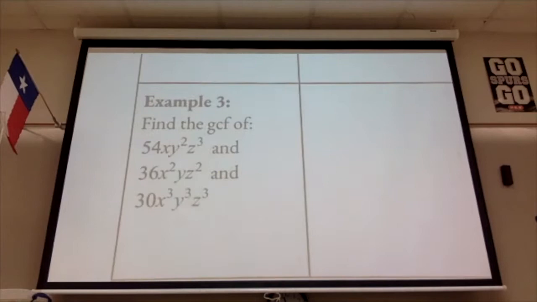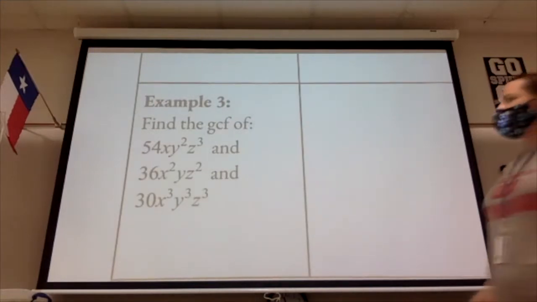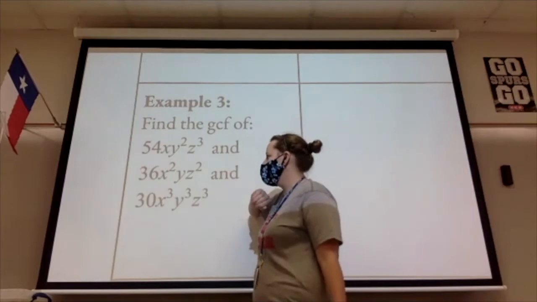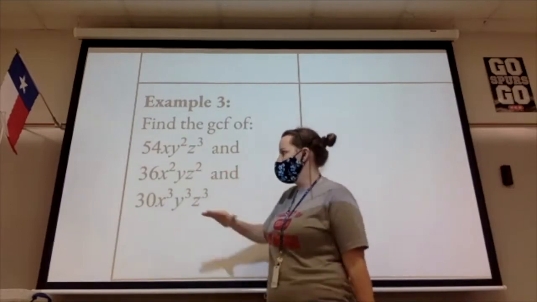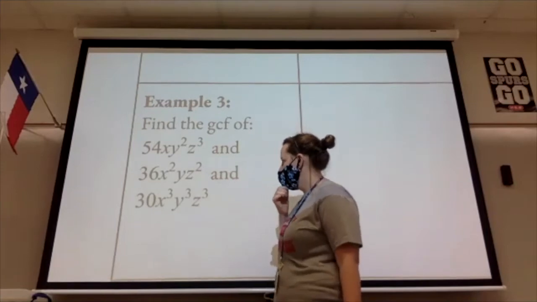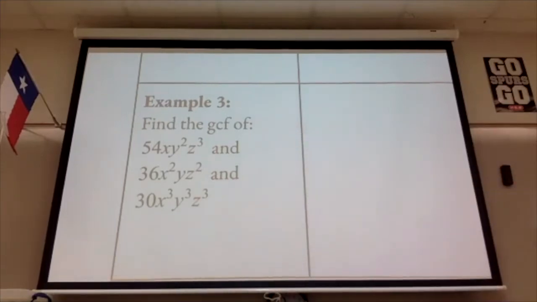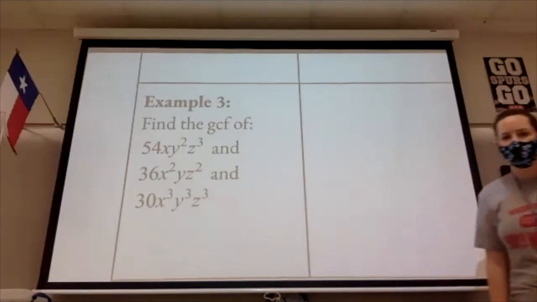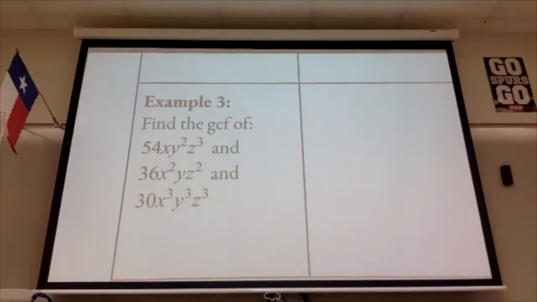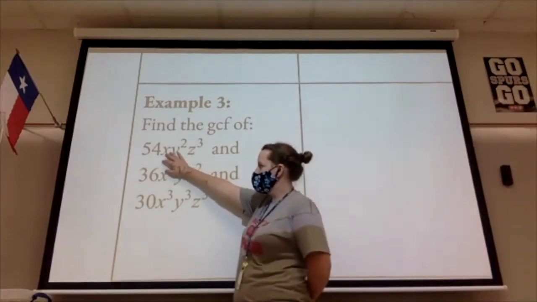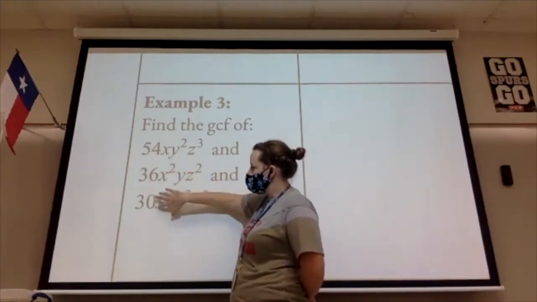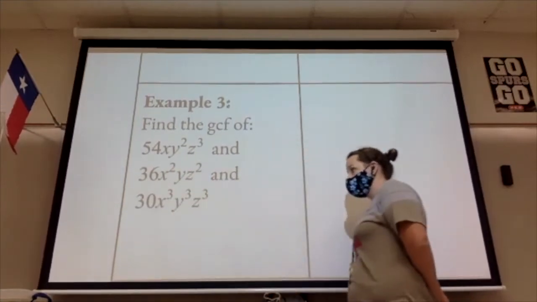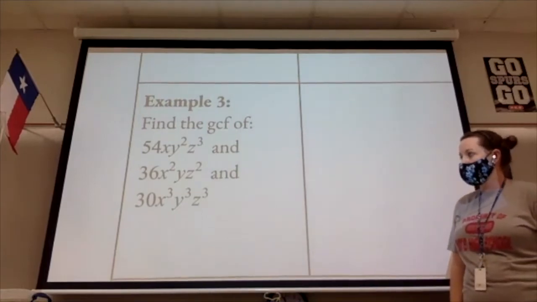Okay, let's skip down here to example 3. Okay, so we've got 3 different things we're finding the GCF of. So when we talk about common, it has to be common within all 3 of these. Can anyone tell me what they think the largest value for our coefficient is that they all 3 have in common? By 6. Okay, so 6 for sure will go into 54 because that's 9 times 6. 6 times 6 is 36, and 6 times 5 is 30. So that's for sure a common factor.